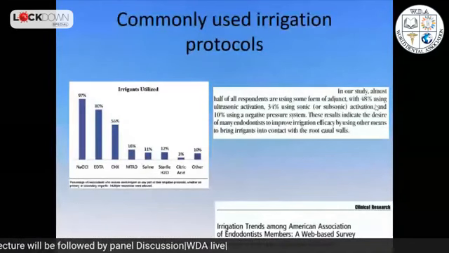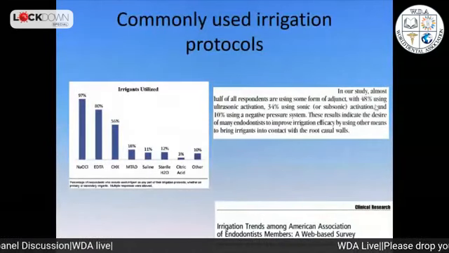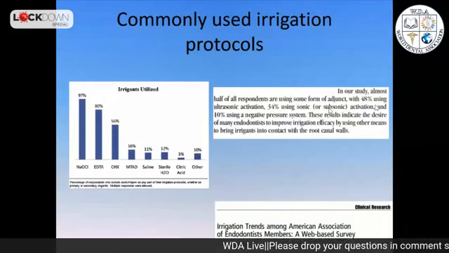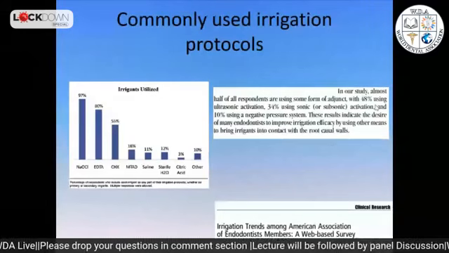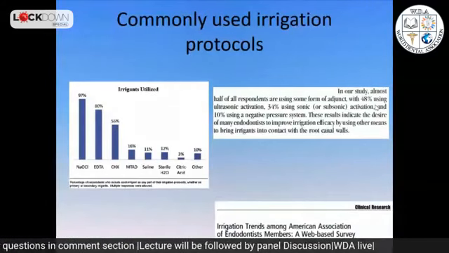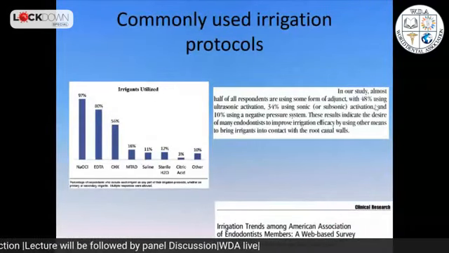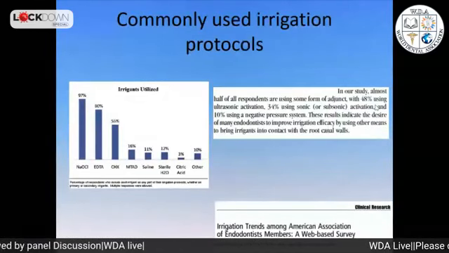But, okay, what do we do with it? Well, if we go to the specialists in the US, ultrasonic activation and sonic activation are very, very frequent. So it's not only what we use, it's how we use it. These are the two things we always need to think about.